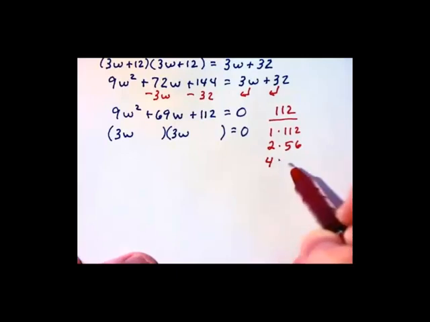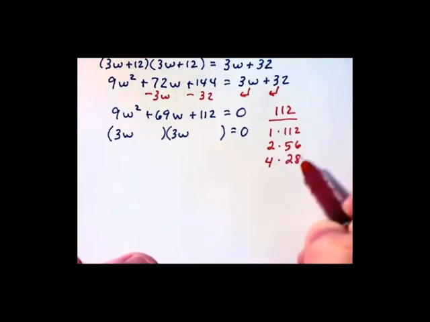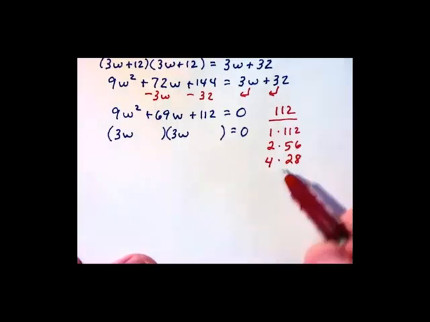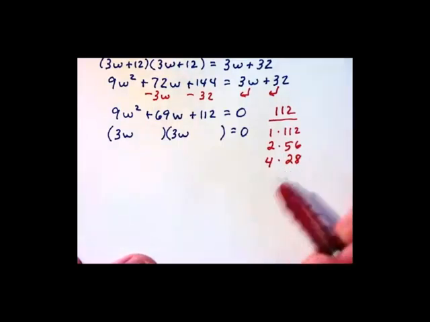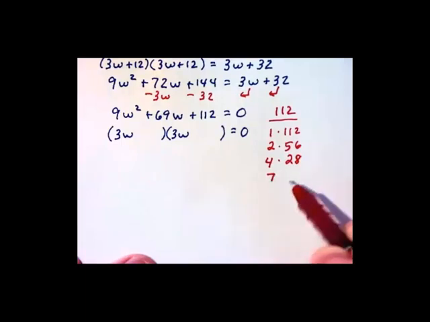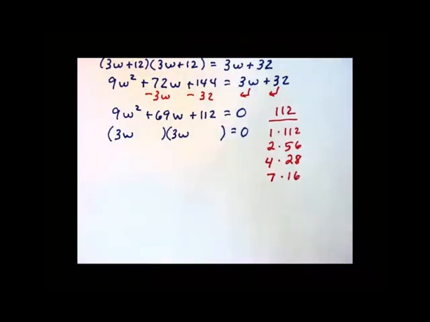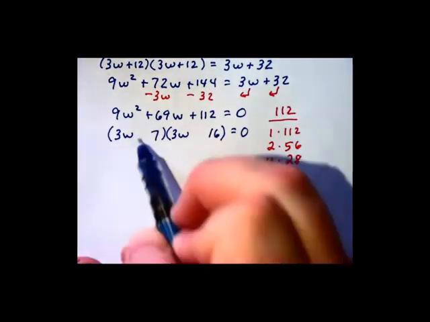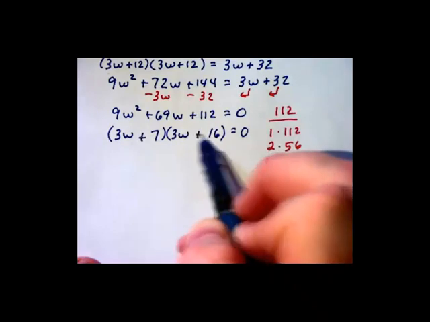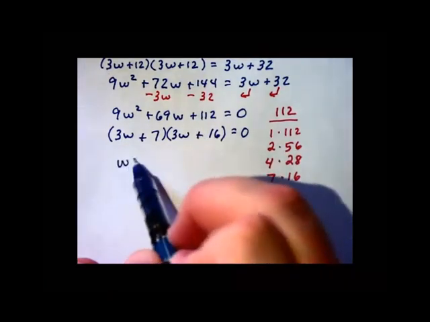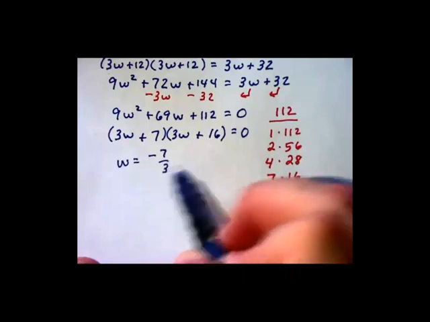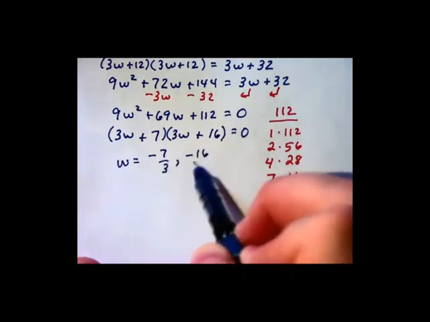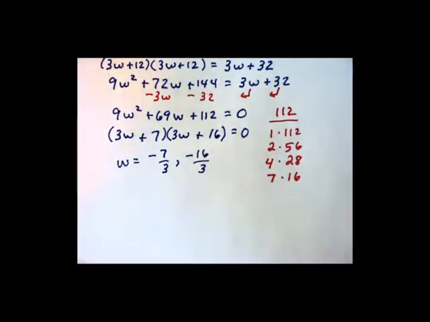That's 28 times 4. Okay, 3 did not, 5 does not, 6 does not, 7 does go in, it turns out, and we get 7 times 16. And it turns out, after a bunch of work, that those are the two numbers, 7 and 16. They both need to be positive for this to work, and so we get two solutions of negative 7/3 and negative 16/3 that then need to be checked.